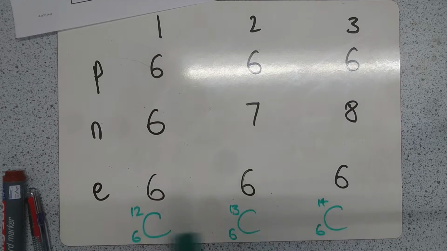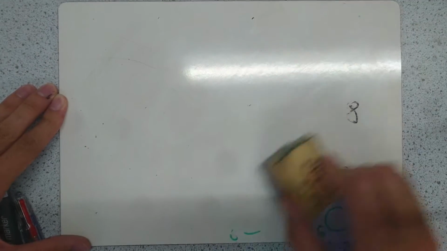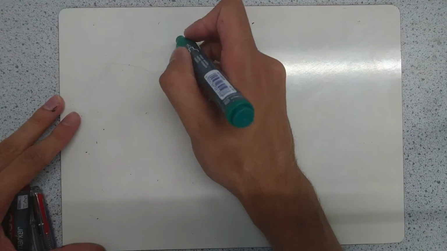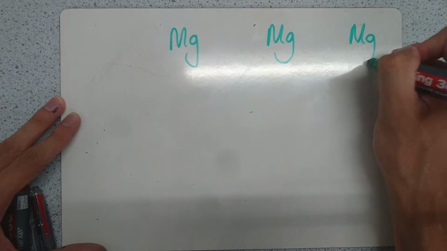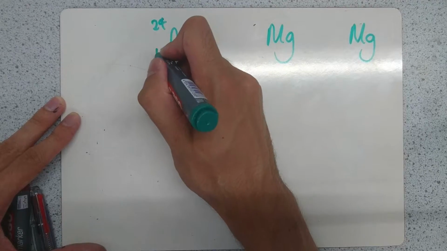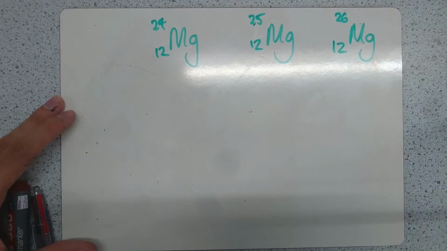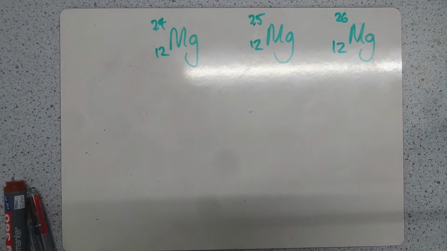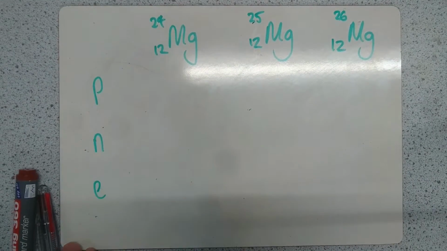So each of these are atoms. They're all carbon, but they're the different isotopes of carbon. So we'll have another look at another example of an isotope, and I'll go the other way this time. I'll give you the isotope names to begin with. So we're going to look at magnesium. Magnesium has 3 stable isotopes: magnesium 24, magnesium 25, and magnesium 26. And then I'm going to create the same table again. So we've got protons, neutrons, electrons.